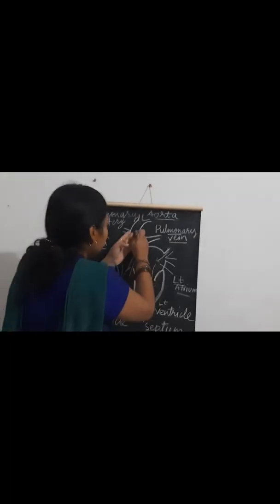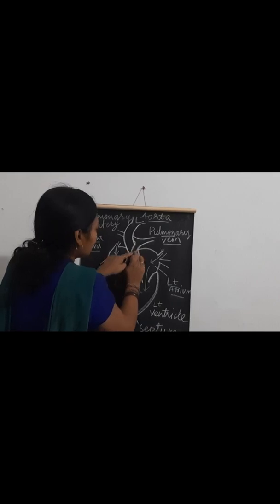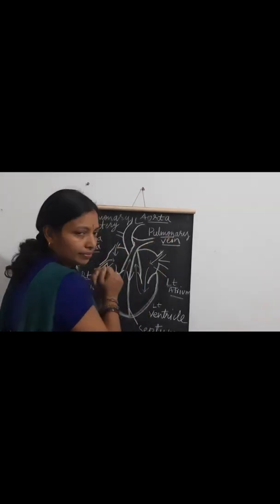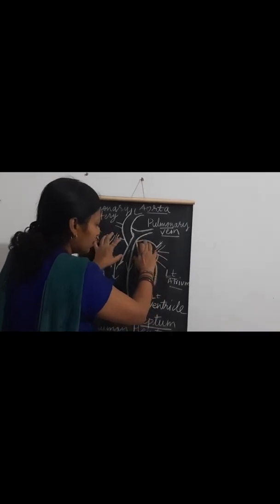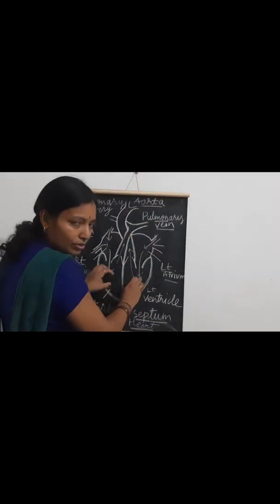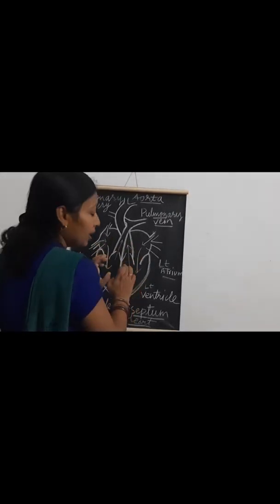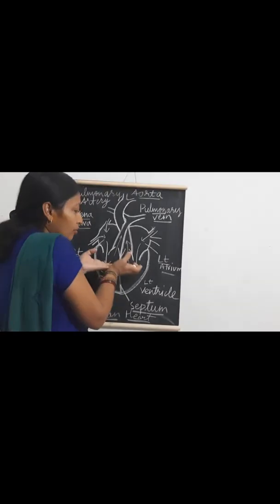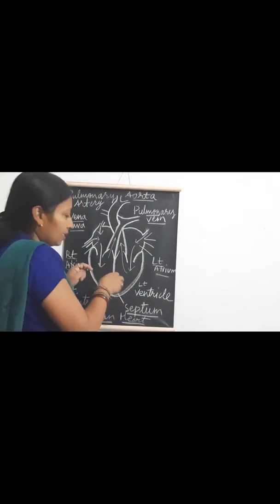This one will carry the blood to all the parts of the body. This one will carry the blood to the lungs. So there is simultaneous contraction of these two ventricles. Okay, and when they are contracting, to make sure that the blood doesn't flow back, we have two sets of valves inside the heart.